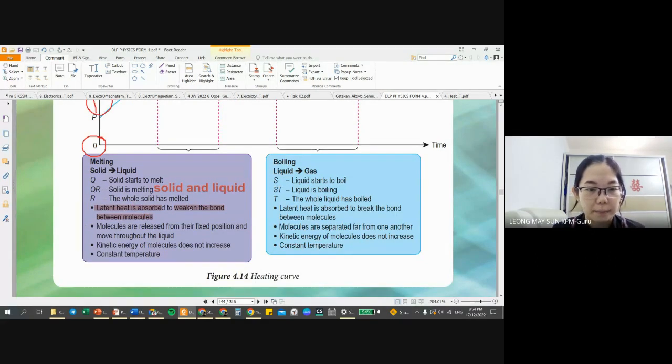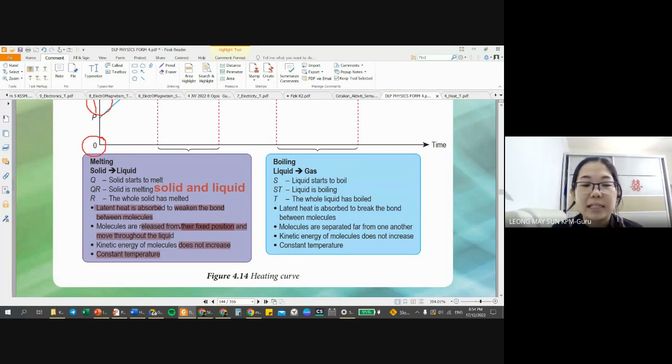Now, what happens here? When the heat is being absorbed, the temperature is constant. What happens in terms of the kinetic theory of molecules? The molecules are released from their fixed position and they move throughout the liquid. This is what happens at the same state, the same temperature. The kinetic energy does not increase and the temperature remains constant. Latent heat is being absorbed to weaken the bond between the molecules, not to break away. Please take note. Solid to liquid, it's to weaken the bond. The molecules are released from their fixed position and they are allowed to move throughout the liquid.